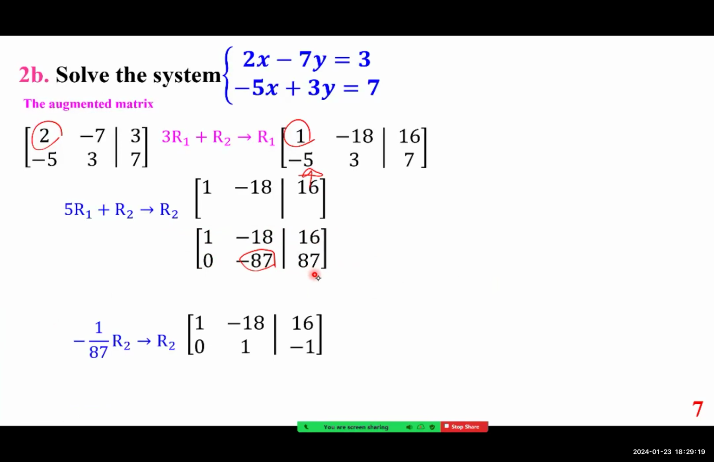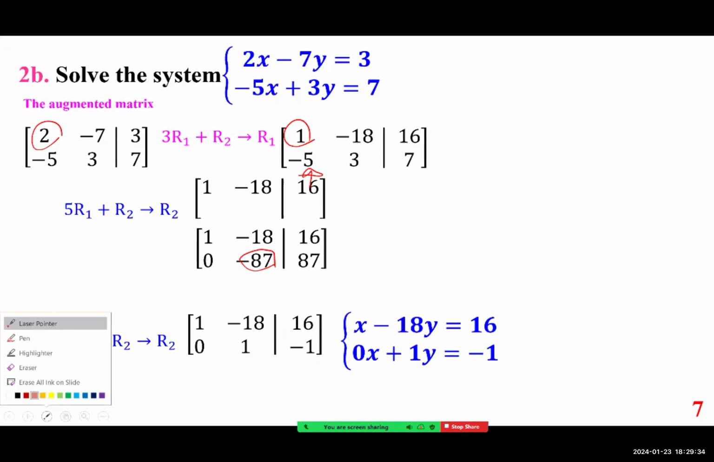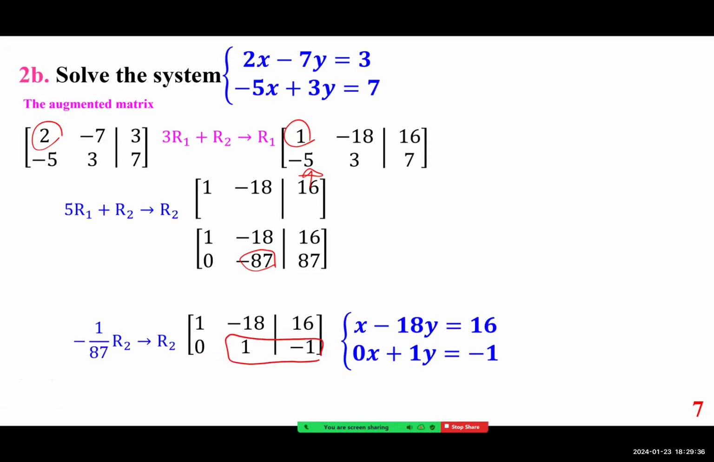So what is the equation corresponding to that? 1 times x, or x, minus 18y equals 16. 0 times x plus 1y equals negative 1. And so what this means really, the second variable is negative 1. That's the meaning of it. Okay. So it does have the answer.